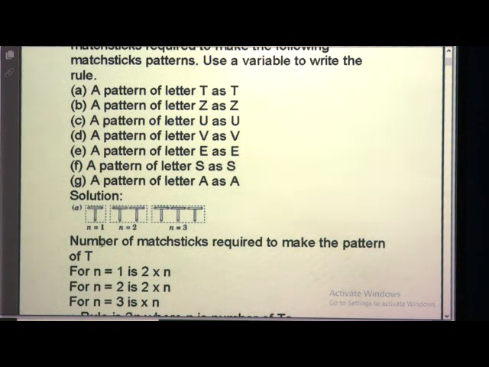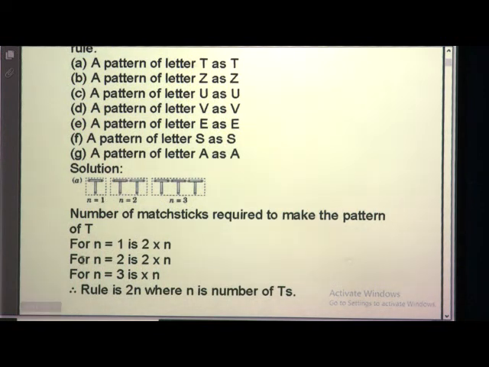Here 1 T is formed, here 2 T's are formed and here 3 T's are formed. Now see, for n is equal to 1, how many matchsticks do we require? 2 matchsticks. So, we can multiply 2 into n, right. Now, for n is equal to 2, how many matchsticks are required? 2 matchsticks. So, 2 into 2.